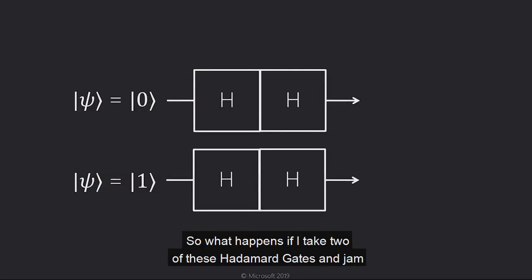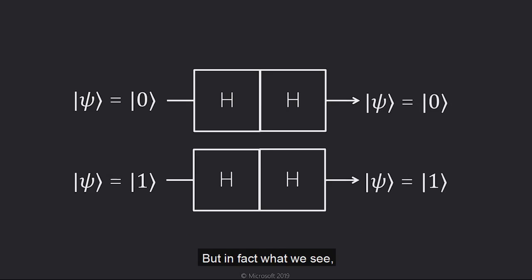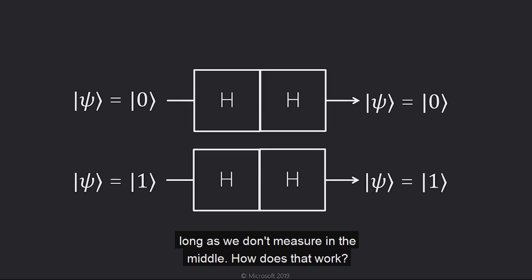So what happens if I take 2 of these Hadamard gates and jam them one after the other, and then apply them to my 0 state? You might think that maybe we'll get something kind of complicated out, or we'll get some still combination of 0 and 1. But in fact, what we see is that we get out exactly what we put in, as long as we don't measure in the middle.